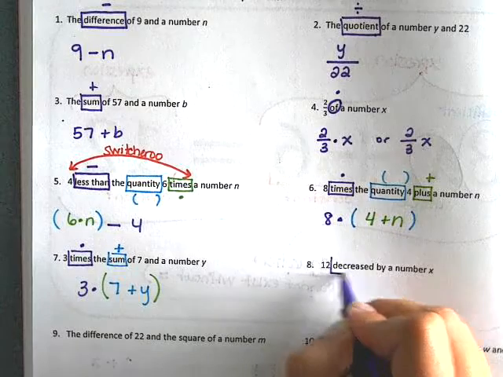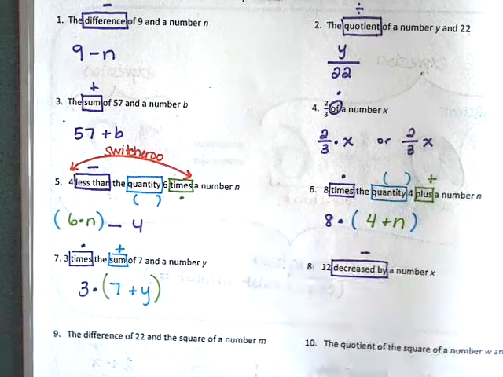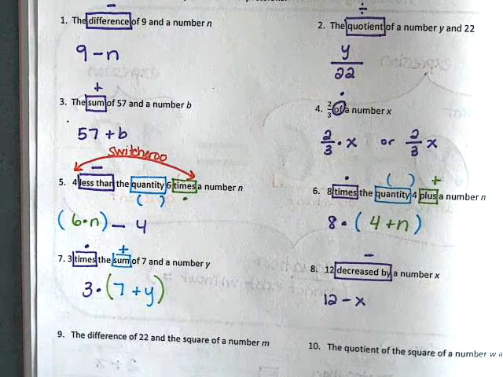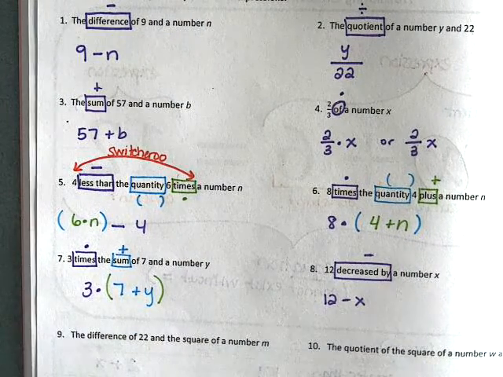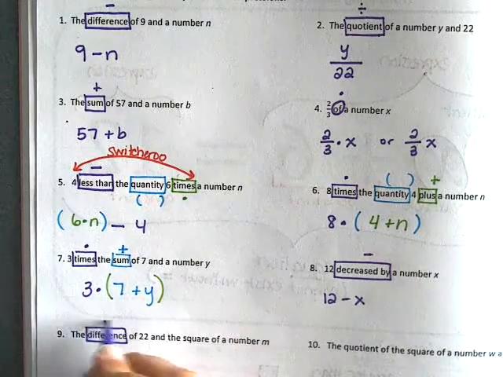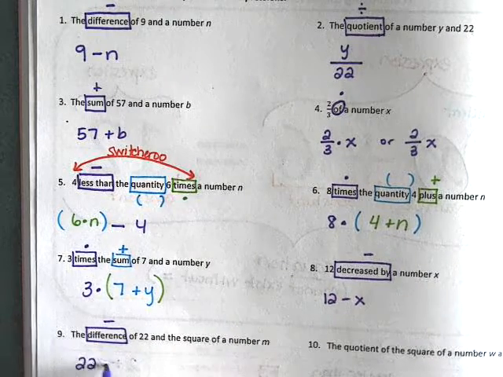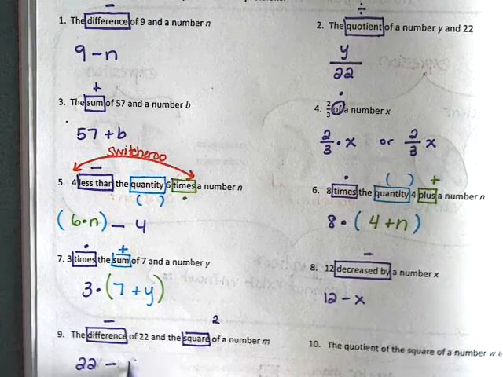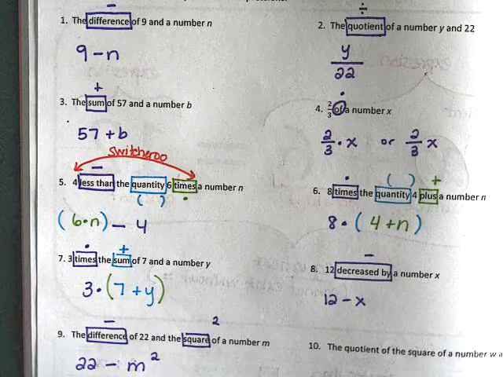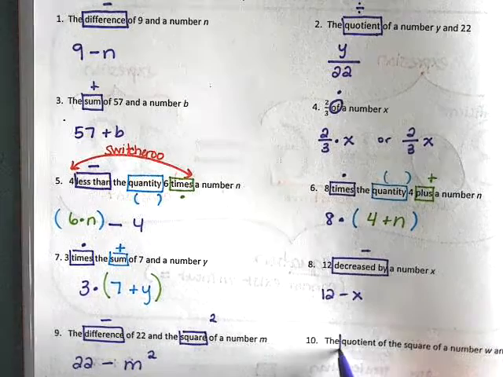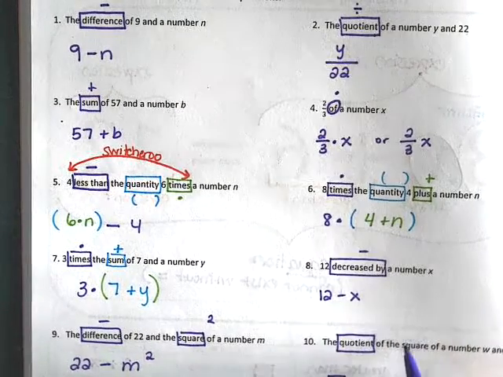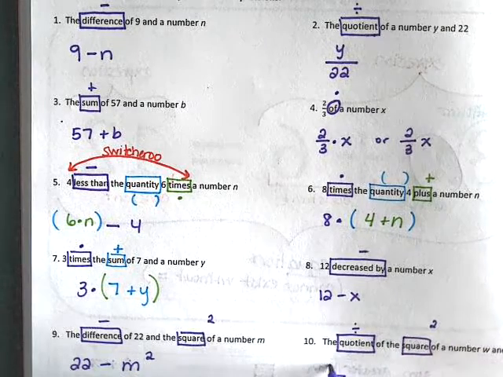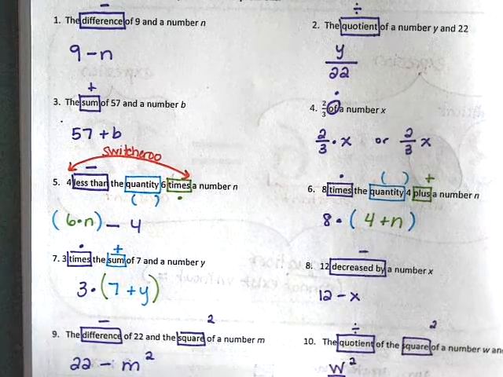12 decreased by a number x. Decreased by means minus, so 12 minus x. The difference, meaning subtraction, of 22 and the square, meaning there's an exponent, of a number m, so m squared. The quotient, meaning division, of the square, meaning there's a little exponent, of w and 5.